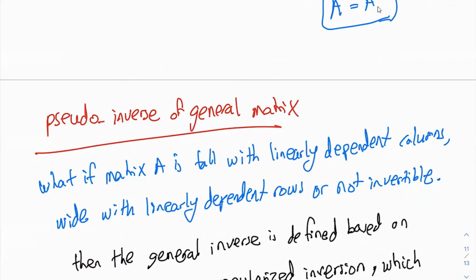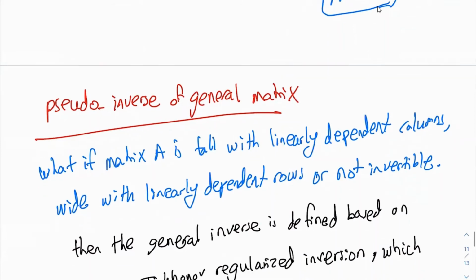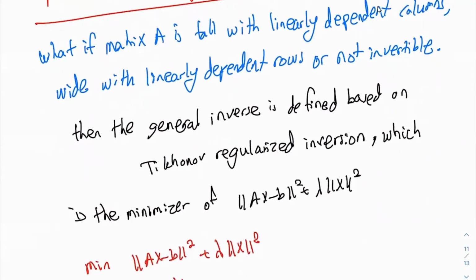Yes, right? In that case, the way we define the pseudo-inverse is using a Tikhonov regularization. Or we call this one Tikhonov regularized inversion. What is that, right? Tikhonov was the name of the person that came up with this. Tikhonov regularized inversion is the minimizer of this equation: norm of Ax minus b squared plus lambda norm of x squared. This lambda is a weight that is greater than 0. So we want to find the minimizer of this.